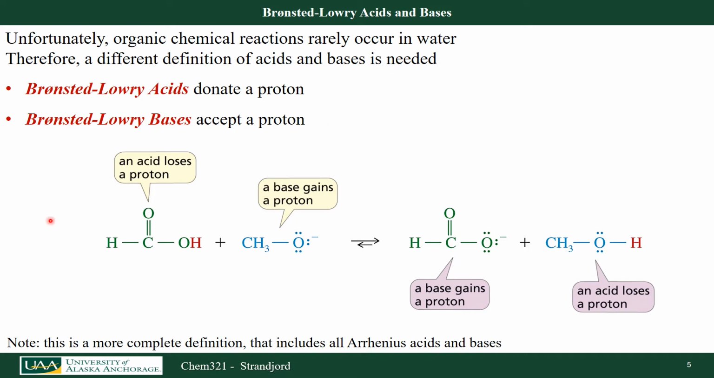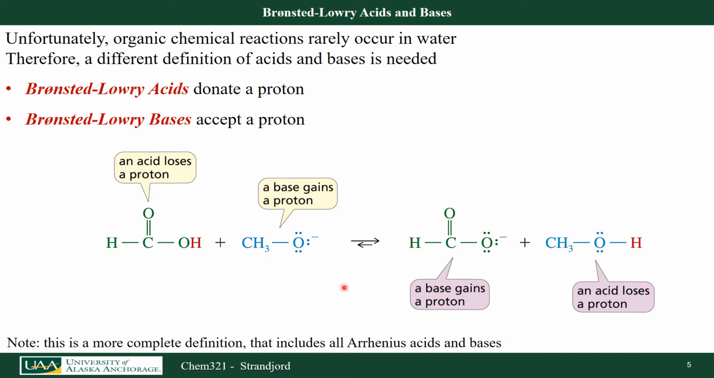Let's look at an example down here. Here I have a carboxylic acid, and on that carboxylic acid I have this H over here shown in red. It is actually a proton. Here I have a methoxide ion. It is lacking a proton, so this is a proton base. It wants a proton. When I put those two together in solution, my carboxylic acid loses a proton, so it's an acid.